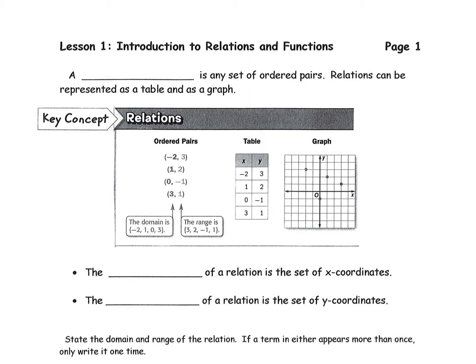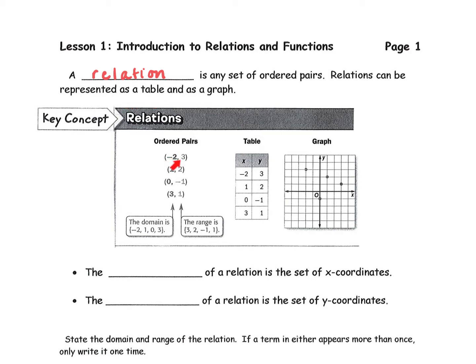The second sentence kind of gave us the answer, and this is called a relation. And that would make sense. If we look at ordered pairs, they are related. They are kind of hooked together as a unit to make one point. So there's a relationship there. So it can be any set of ordered pairs. They can be random. And relations can also be represented as a table or a graph.